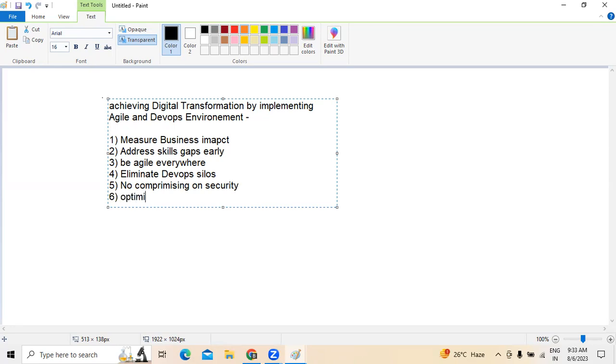The sixth one is to optimize investments. This is also one of the key elements, where budgetary constraints are common barriers to mature agile and DevOps adoption. But these approaches significantly reduce IT cost, so budget and IT cost can be reduced once they are in place. Taking a portfolio management approach to assess and prioritize where to spend your budget helps us free up the resources for agile and DevOps deployment.